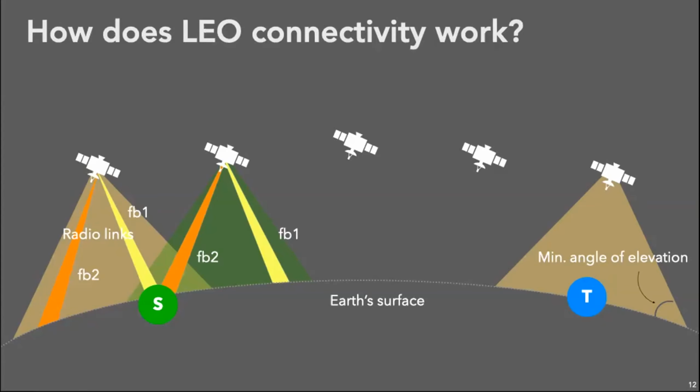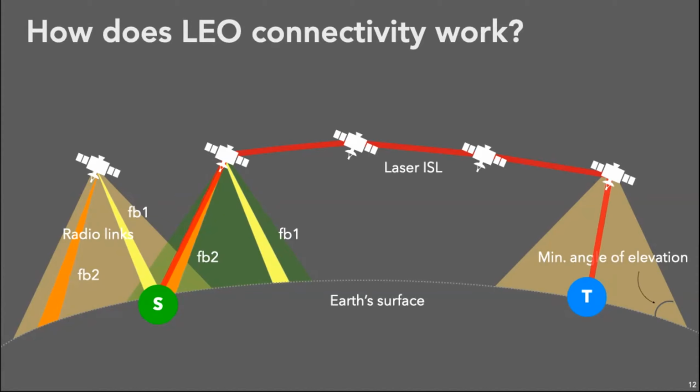A terminal S can send data to a destination T in several ways, one of which is to send it up to a satellite through a radio link. And then if the satellite constellation supports inter-satellite connectivity using lasers, for example, then you'll perhaps take several satellite to satellite hops and then downlink the data again to the destination using a radio link.